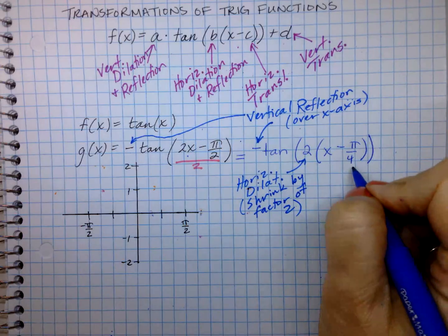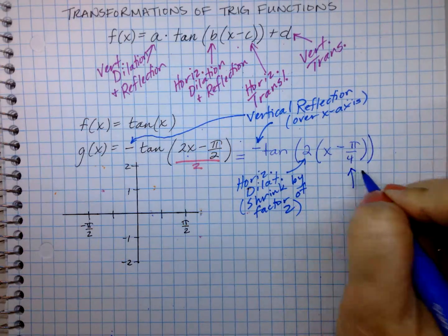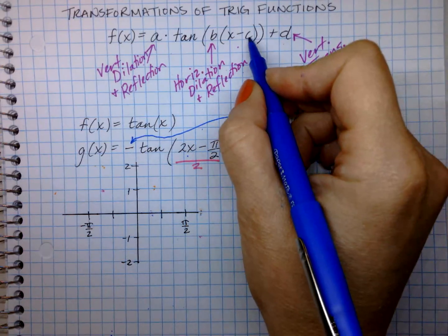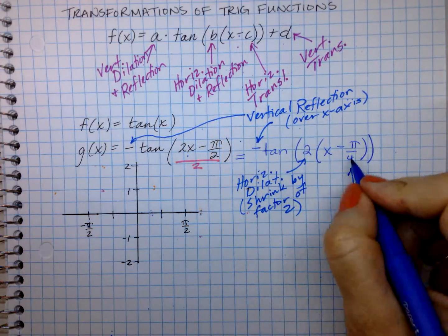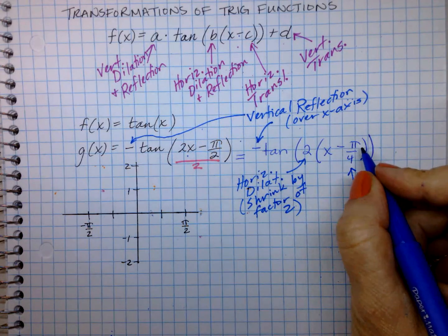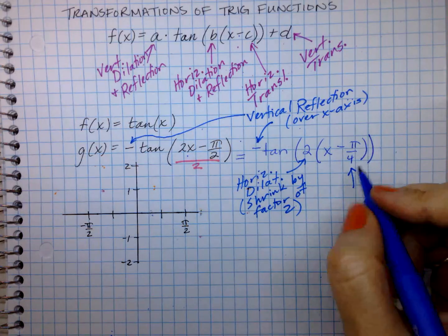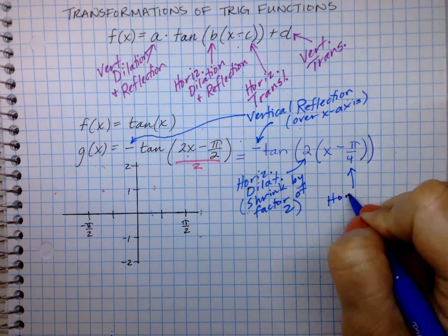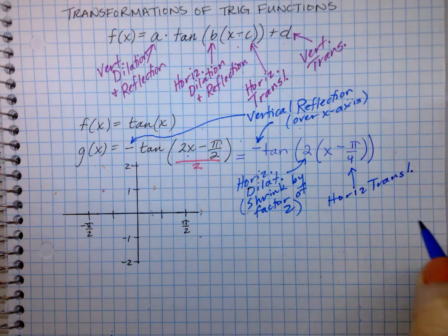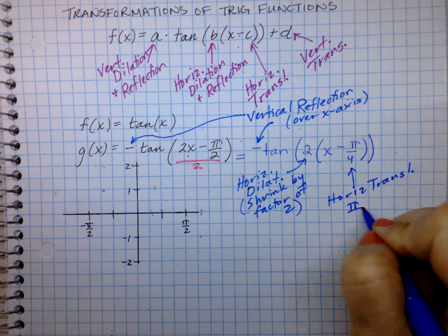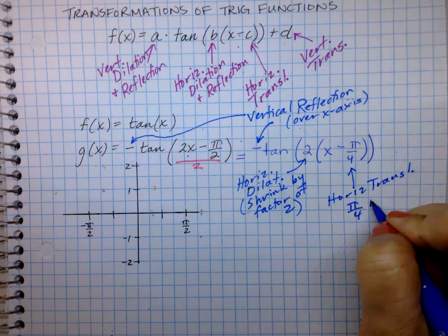And then we've got this minus pi over 4. That one right there looks just like the C value up here, and it says minus. So I see this subtraction and it's working opposite of what I think. So that would be a horizontal translation, and that would be pi over 4 to the right.